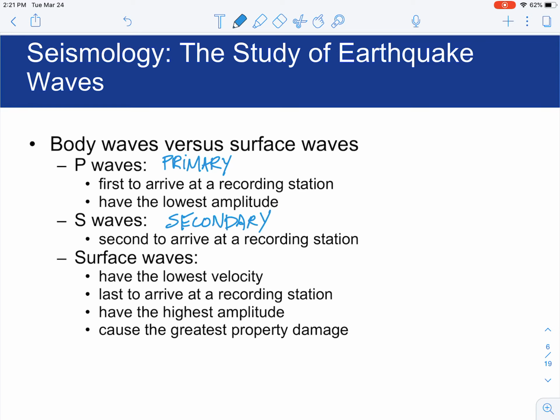And then lastly, the surface waves, which travel only on the Earth's surface, are the slowest, and they will be the last to arrive at a recording station, but they have the highest amplitude because they're felt closer to the surface, obviously. And this typically will only happen close to the earthquake epicenter. So you're not going to get surface waves hundreds of miles away from the epicenter, nor are you going to get them on the opposite side of the earth.